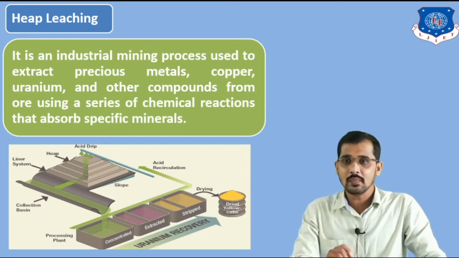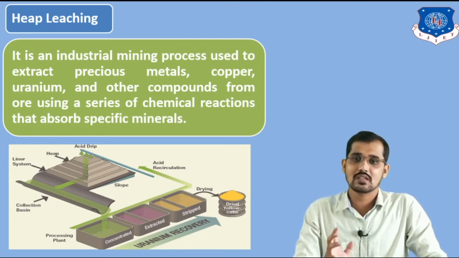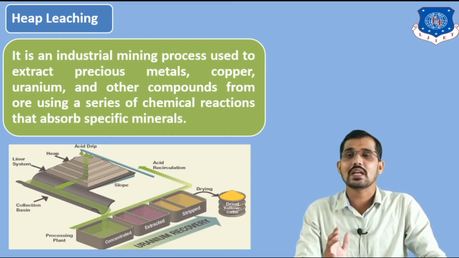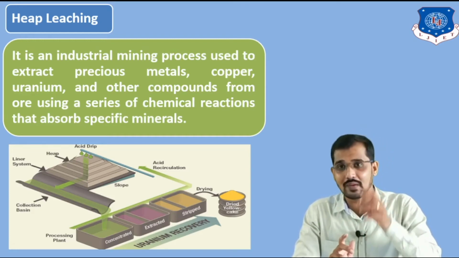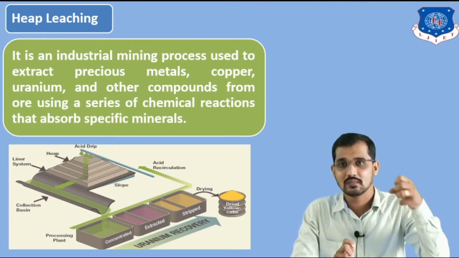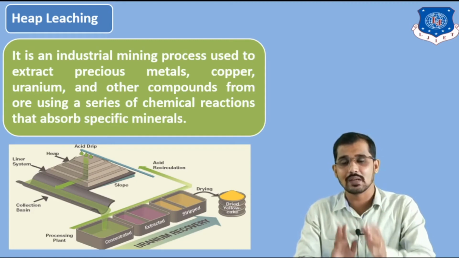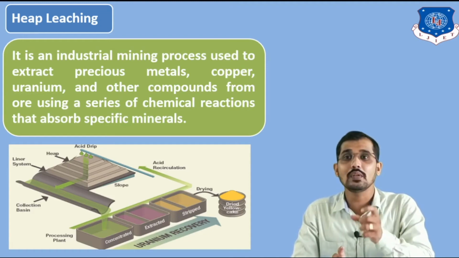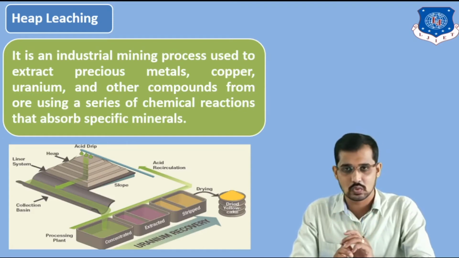So you can see on the screen, it is an industrial mining process used to extract precious metals such as copper, uranium or other compounds from its ores using a series of chemical reactions that absorb specific minerals. Specific minerals means whatever your requirement from that ore, that is absorbing. Okay, so this is nothing but heap leaching. So I am repeating, heap leaching is nothing but leaching, but here we are extracting metal from its ores in the form of the layers, or I can say heaps. Okay, so this question can be asked for the 3 marks only.